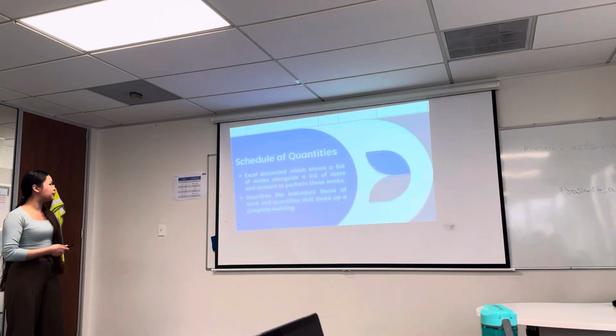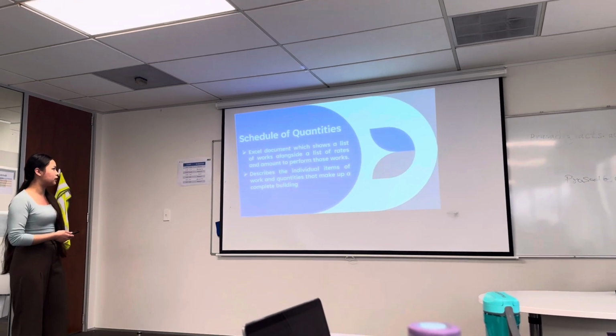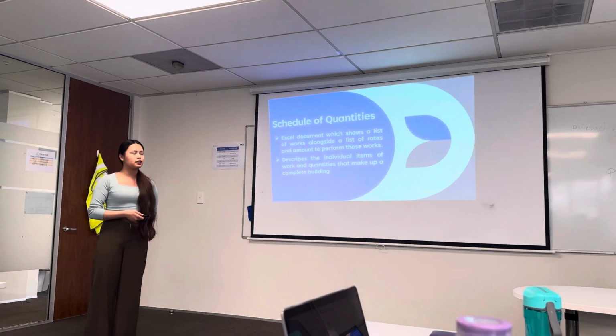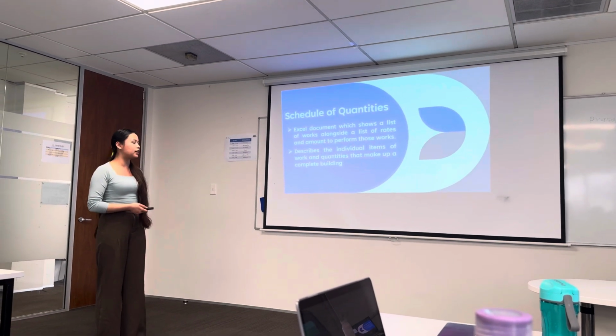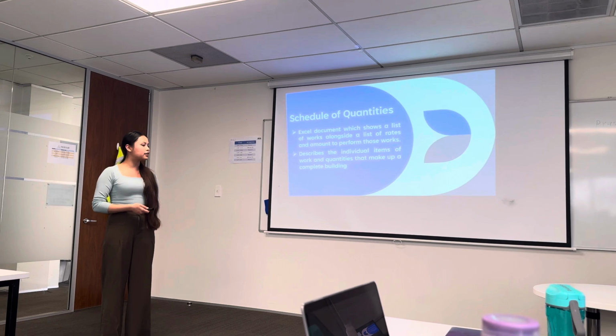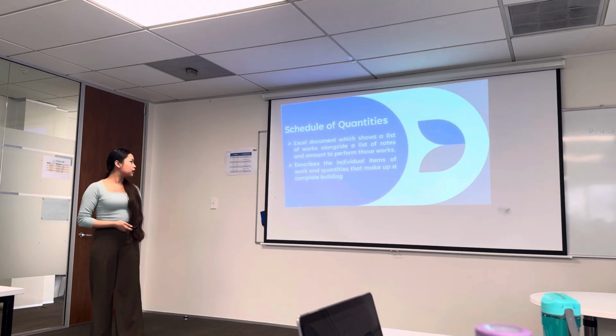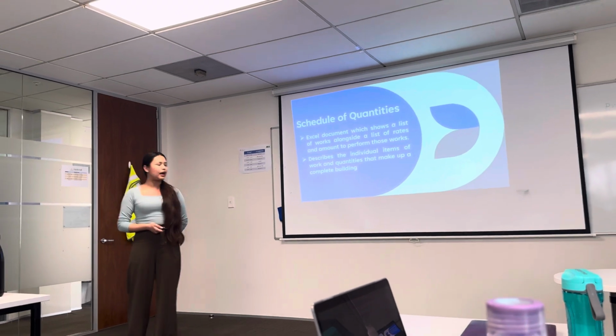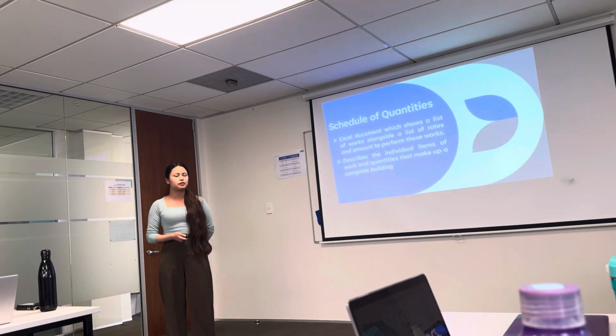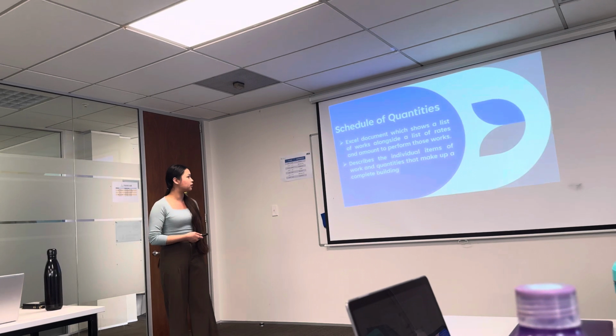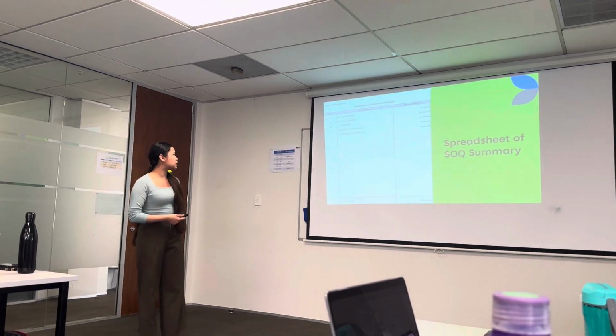So this is the abstract sheet and the schedule of quantities. The schedule of quantities is the Excel document which shows a list of works alongside a list of rates and amount to perform those works. It describes the individual items of the work and quantity that make up a complete building. So this is the schedule of quantities.